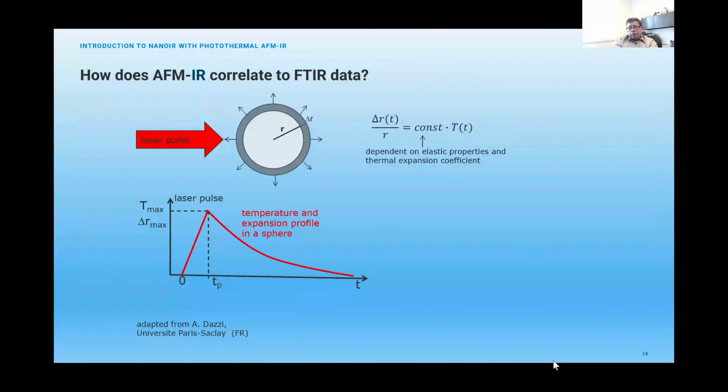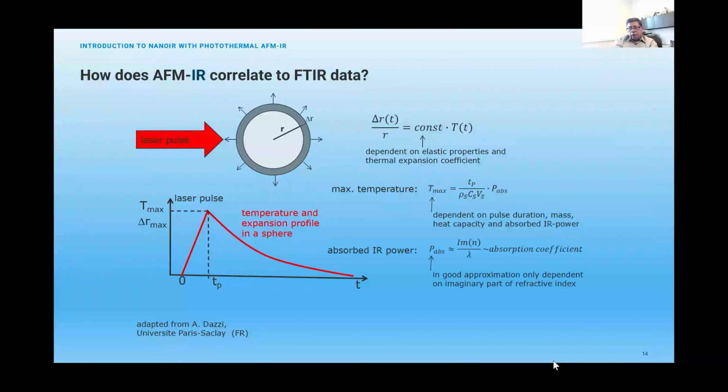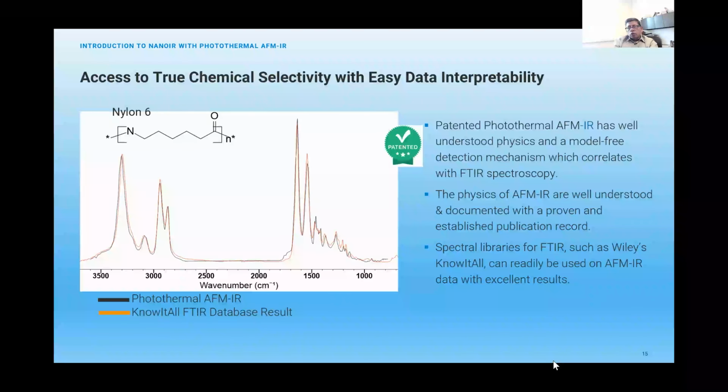And then this is another way you can explain FTIR data. So this slide I will skip. It just shows how much absorption power you have depending on the pulse rate of the laser. And so you can access the true chemical selectivity. Okay. So it's a Bruker patented technology, and basically it's well understood.